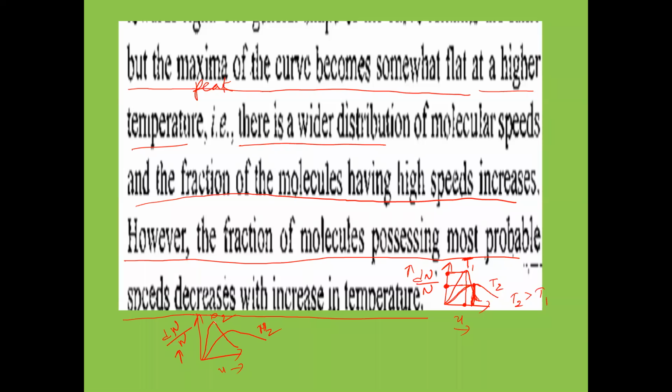For heavier gas, what is to be understood here? The narrow distribution of molecular speeds. That means the peak of the curve is sharp. And for lighter gas like hydrogen, the peak of the curve will be less in height, and also the peak is flattened. The maximum becomes flat here. And also this lighter gas has a smaller fraction of molecules with the most probable velocity.